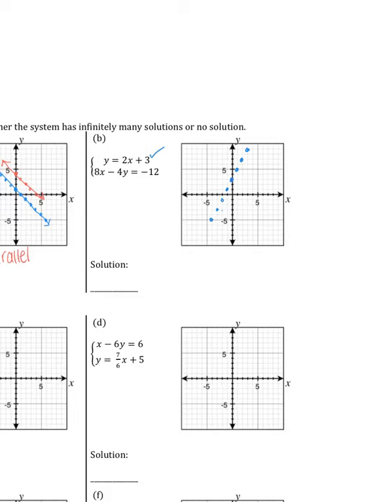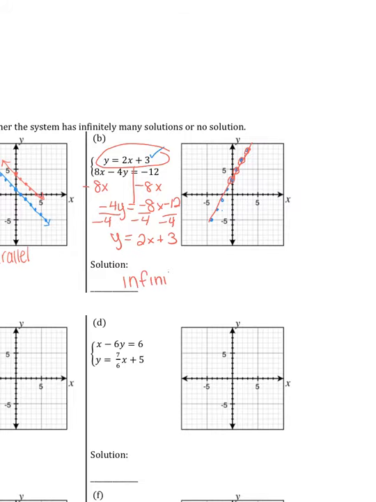Now the second equation is not in slope-intercept form, so I need to get y by itself. So I'm subtracting 8x from both sides. And then I'll divide by -4. And I get that y is equal to 2x plus 3. Huh, interesting. That's the exact same equation that I have up here. And so basically, we're going to share all these points. Therefore, we would say infinite solutions because it's the same equation.